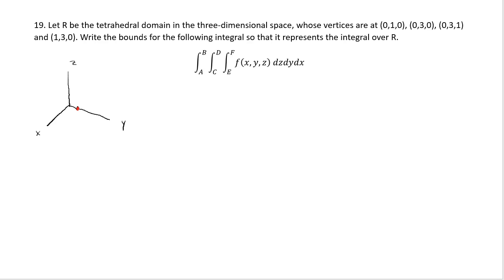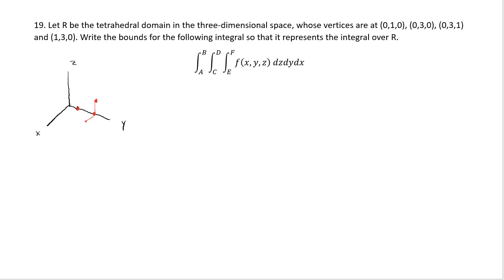Oh, okay. I thought there was something wrong with the question. Sorry. So, okay, 0, 1, 0, 0, 3, 0. What's that? 0, 3 is here. 0, 3, 1. Okay, so from 0, 3, 0, 0, 3, 1 is just one step going up. And then 1, 3, 0 from 0, 3, 0 is just one step in the x direction.